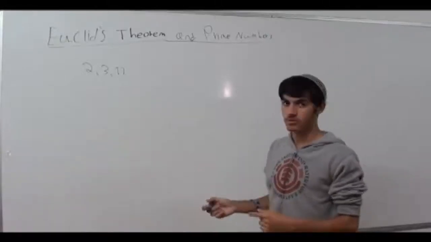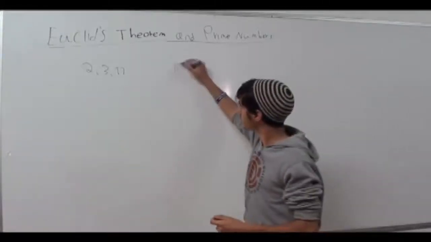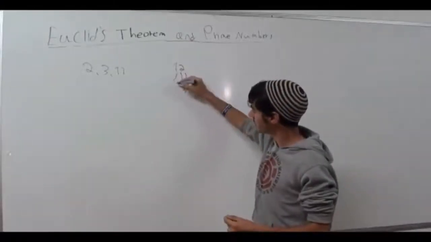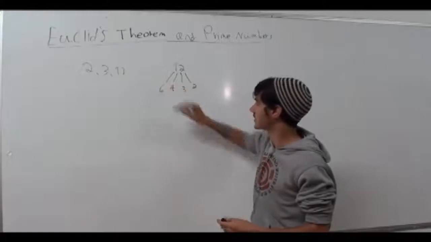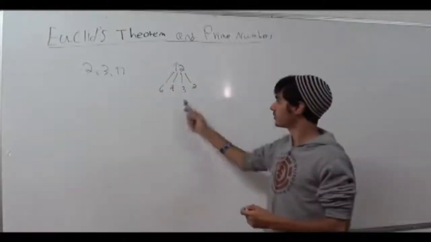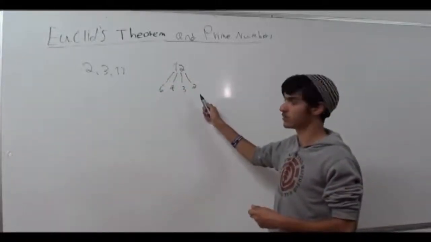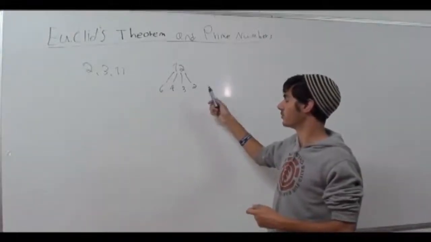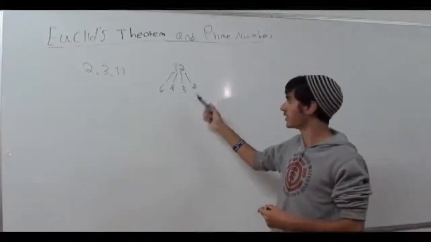An example for a number that isn't prime is 12. Because 12 can divide by 2, it can divide by 3, it can divide by 4, and it can divide by 6. These numbers are called the divisors of 12. That means that you can use only multiplication between these numbers and get to the number 12.